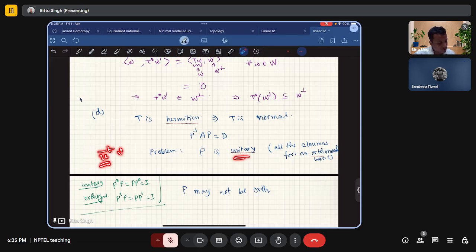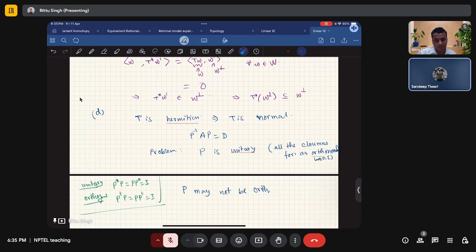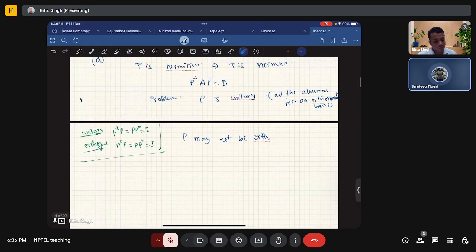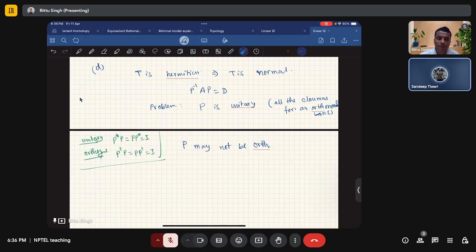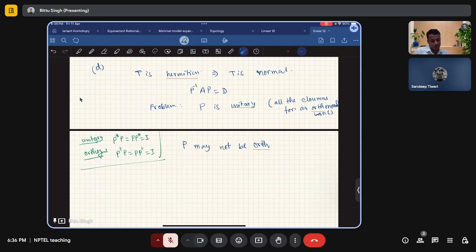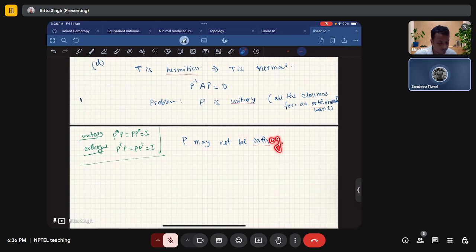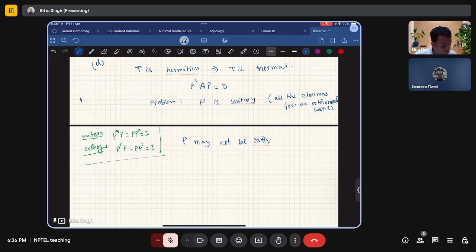So if the field is real, then this is true. For real, unitary and orthogonal are equivalent things. But for complex, P may contain some imaginary parts. That's the issue. If we take your previous statement as true, that if the field is not mentioned, then we will consider it as complex, then in the complex case unitary does not imply orthogonal, right? Yes, sir. That's the issue. So this is not true.